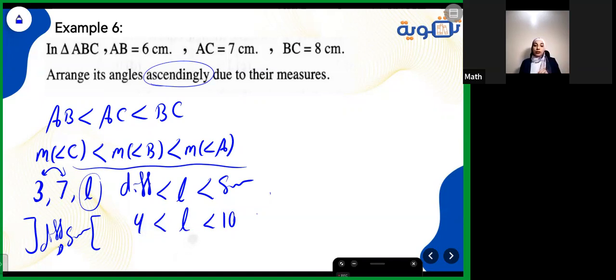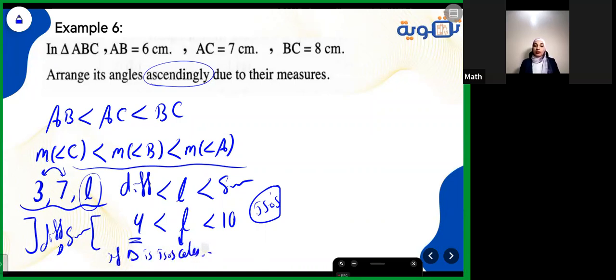What if he told me that this triangle is isosceles, for example? If it's isosceles, as you know, the third side should be equal to one of them. I can't take it to be 3, because 3 is not between 4 and 10. It should be 7. If the triangle is isosceles, then L should be 7, because it should be equal to one of the two sides he gives me.